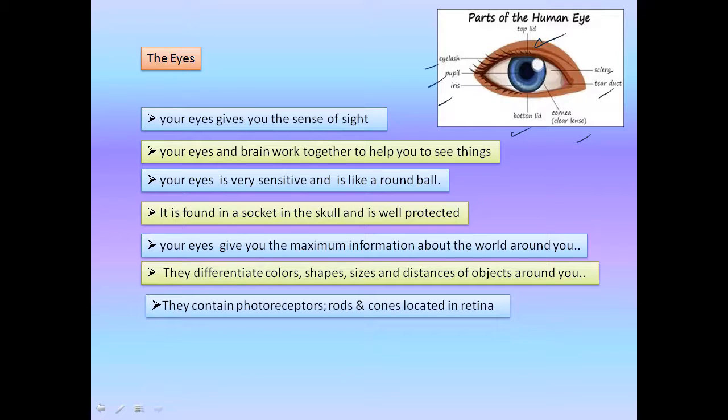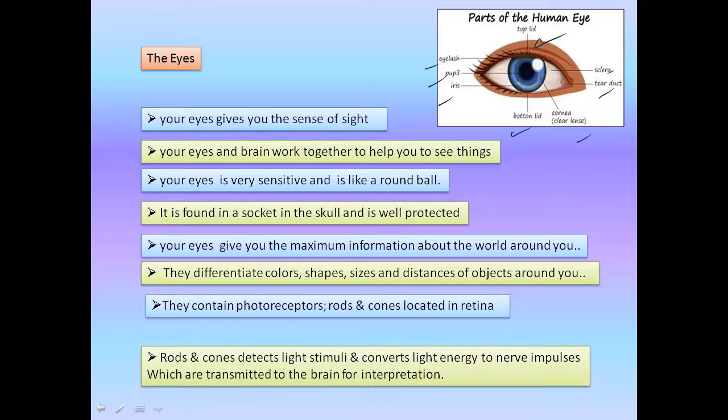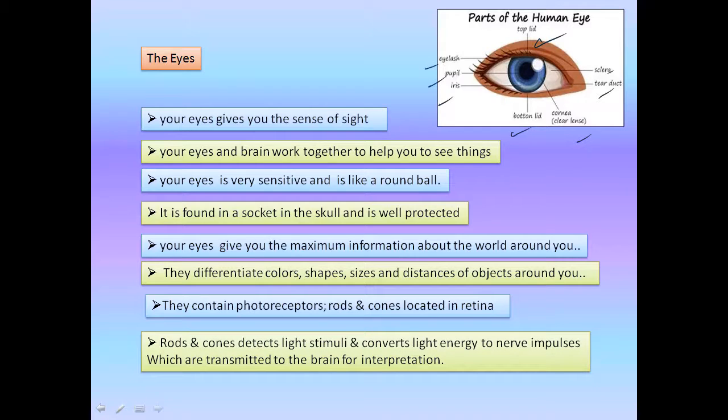They contain photoreceptors, rods and cones, located in the retina, and these rods and cones detect light stimuli and convert light energy to nerve impulses, which are transmitted to the brain for interpretation.